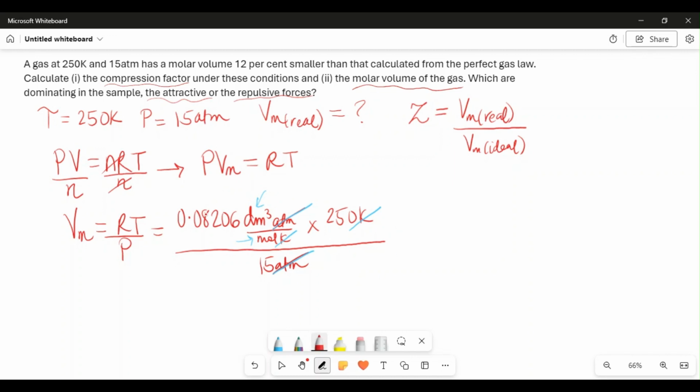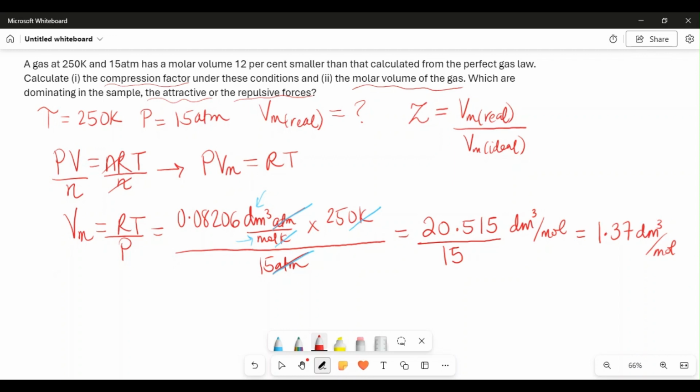So 0.08206 times 250 is the same thing as 20.515, divided by 15 right here, dm cubed per mole. When you input this information in the calculator, you just end up with 1.37 dm cubed per mole. So make sure you have your calculator handy because you need it whenever you're working with questions in thermodynamics or in physical chemistry. So this is it, 1.37.